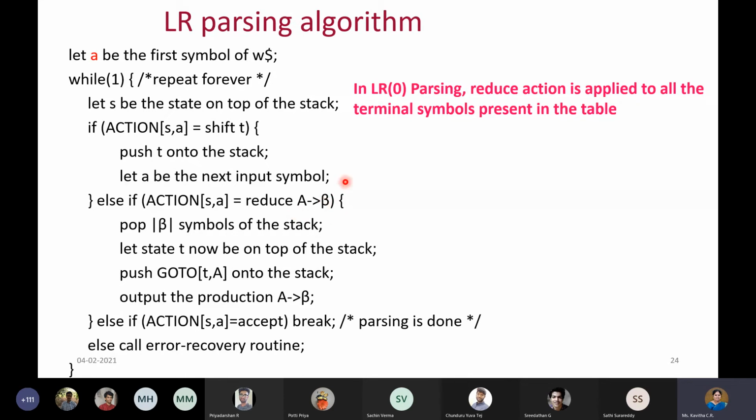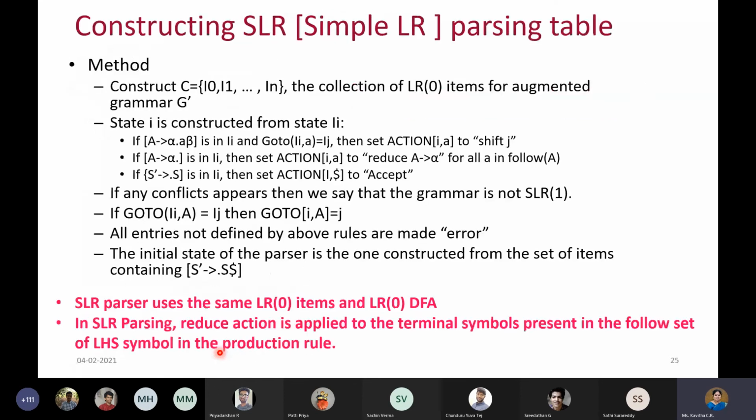So we pop out all these symbols and then we push the LHS symbol, and also the next state to be taken needs to be pushed. So that's what is done here. And similarly, if it is not shift and not reduce, then it has to be accept. You see whether it is eligible for the accept condition or not. If it is accept, then the parsing is done and you can break. Otherwise, it will be some error. So these are the 4 possibilities in the LR parsing technique.